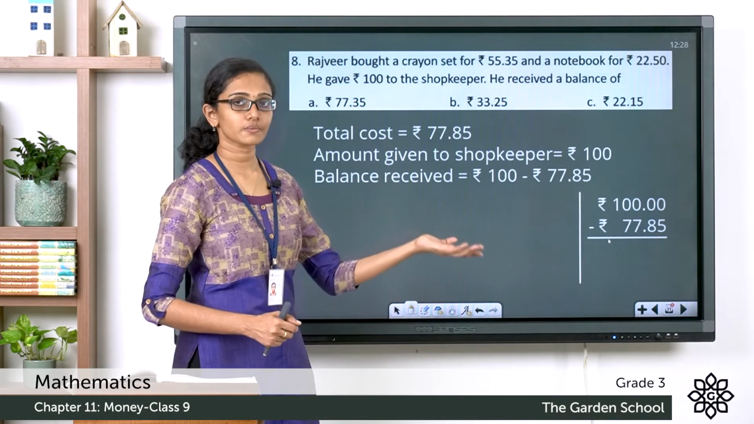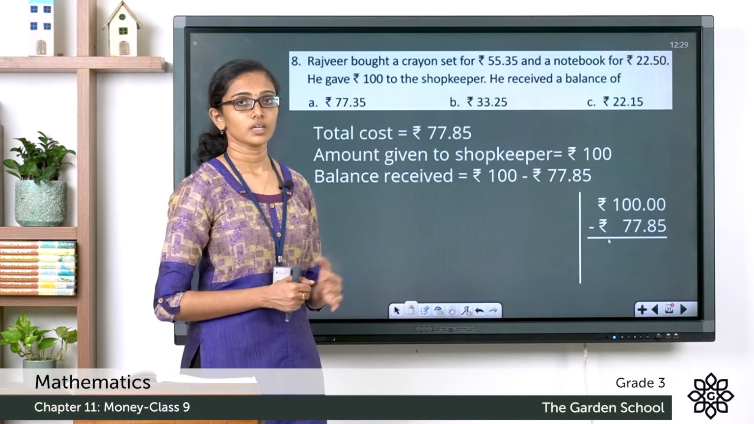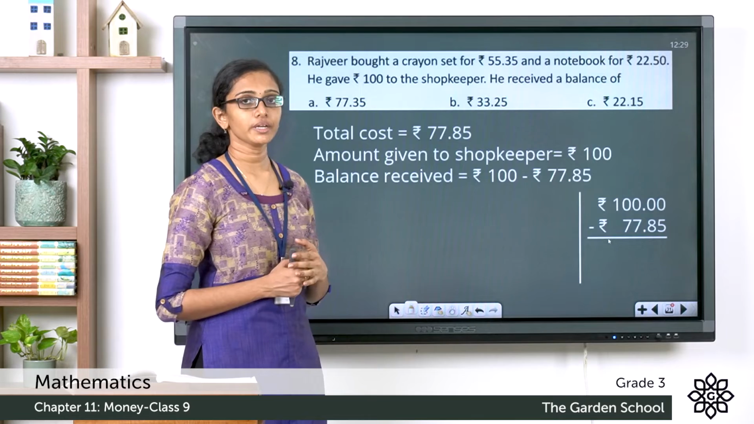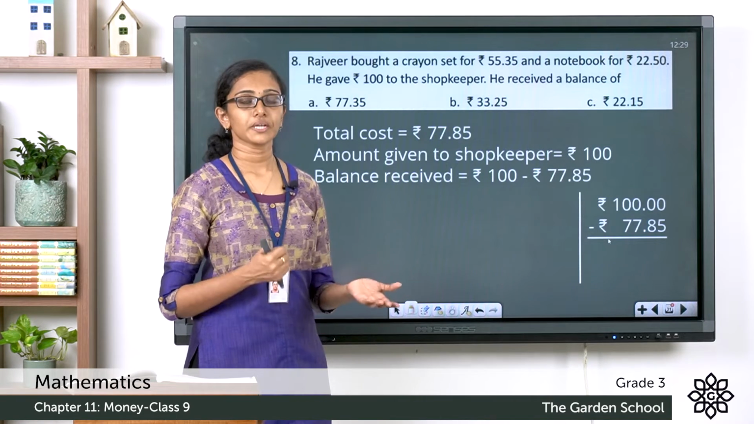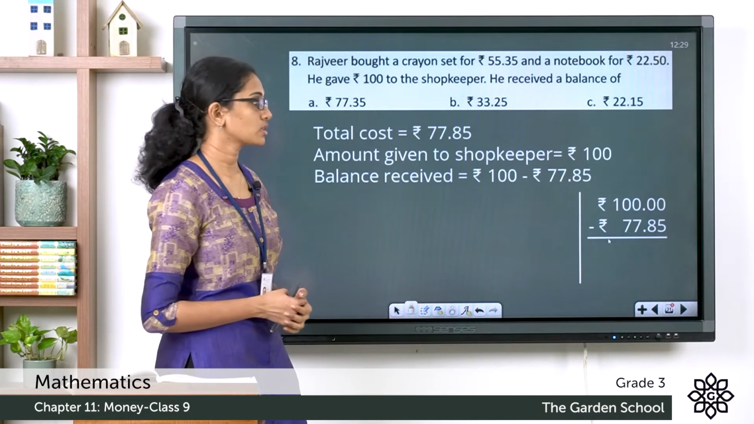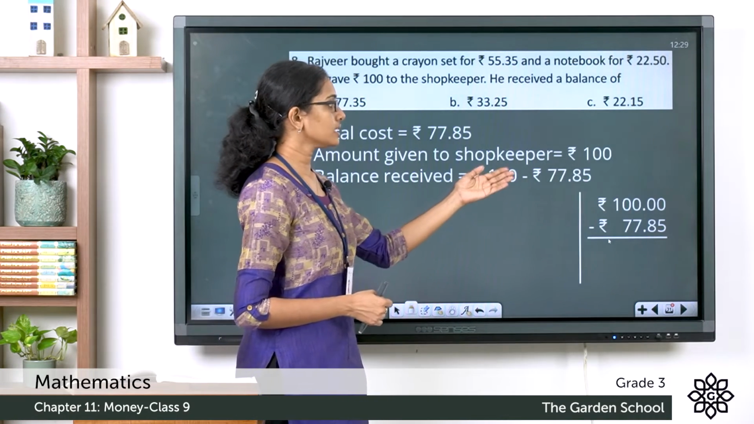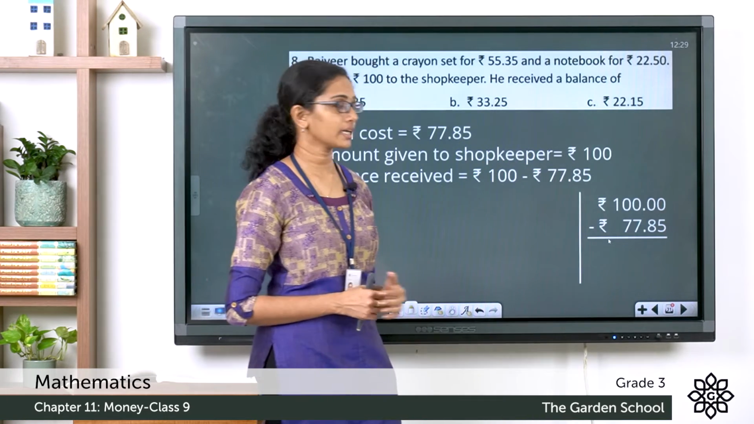And in the question it is mentioned that he gave 100 rupee to the shopkeeper. Now, if he gave 100 rupee to the shopkeeper, what would be the balance amount he will receive? It would be 100 rupee minus the total cost of the two items. So that is 100 rupee minus 77 rupee 85 paise. Let's do the subtraction in the working column.